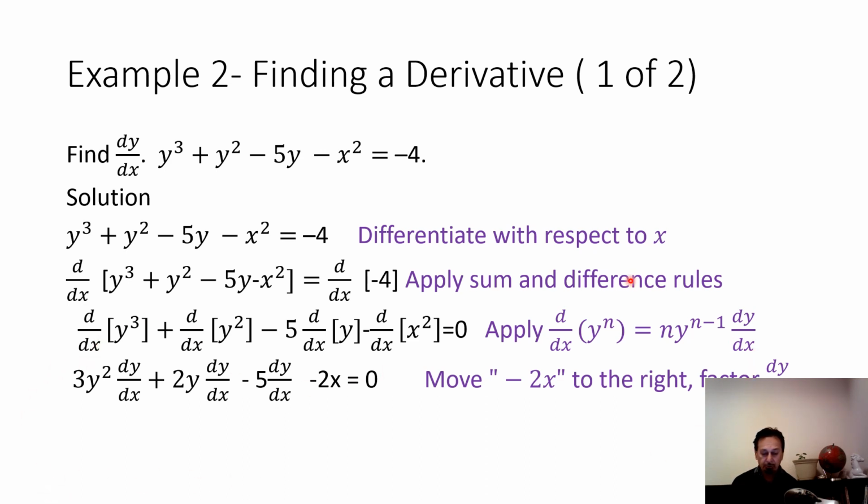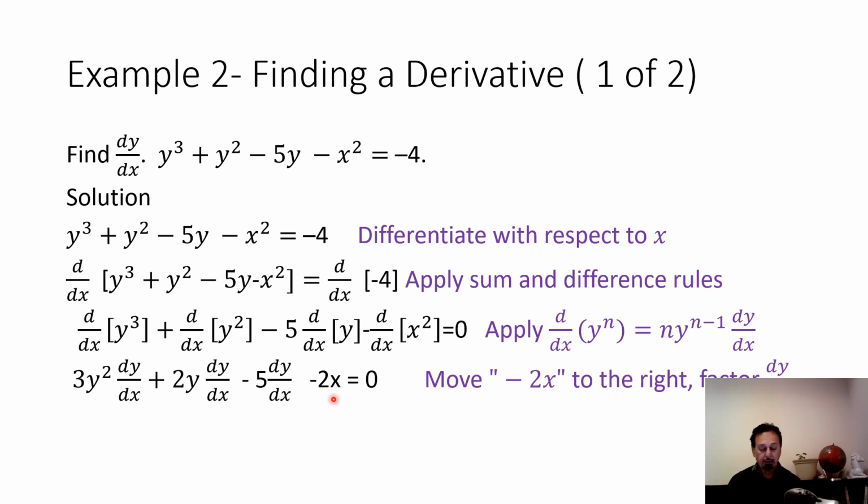So using this power rule, d over dx of y cubed becomes 3y squared times dy over dx. The d over dx of y squared becomes plus 2y dy over dx. And then you have a minus 5 dy over dx, minus the derivative of x squared. There will be negative 2x.